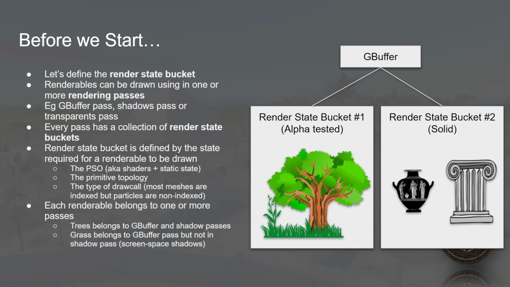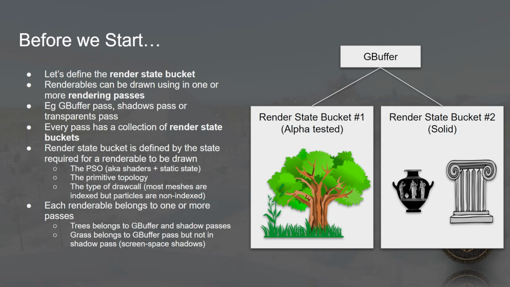But before we start, let's define the render state bucket because it's a concept that we'll be mentioning a lot. Renderable objects can be drawn using various rendering techniques. A tree in our scene, for example, may be drawn in the gbuffer pass and in the shadow passes. So this tree belongs in 2 passes. At the moment, the engine supports 3 rendering passes for rasterization, which are gbuffer, shadows, and transparents, and 2 for ray tracing: ray trace shadows and a general G-buffer-like thingy that is used for reflections and it will be used for GI in the future.